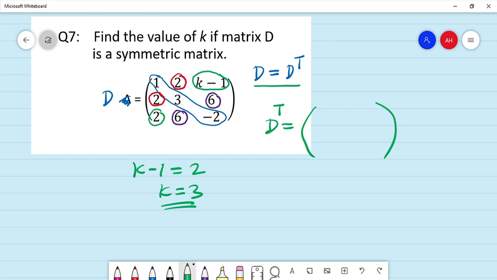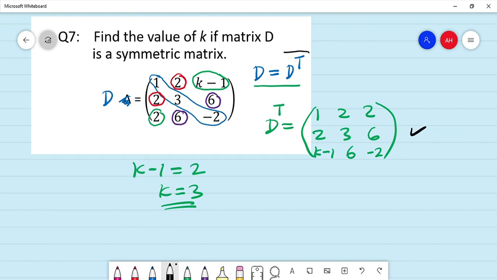Okay, D transpose will be, we have 1, 2, 2. Column number 1 becomes row number 1. Column number 2 becomes row number 2. We have 2, we have 3, and we have 6 there. Now, column number 3 becomes row number 3. We have k minus 1, we have 6, and we have negative 2. All right, that is D transpose.